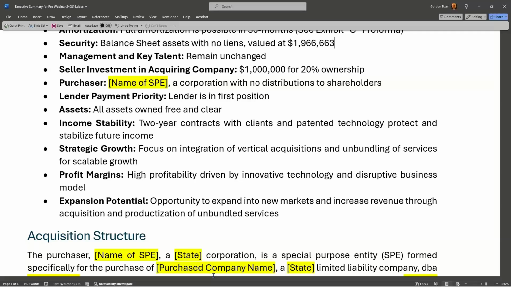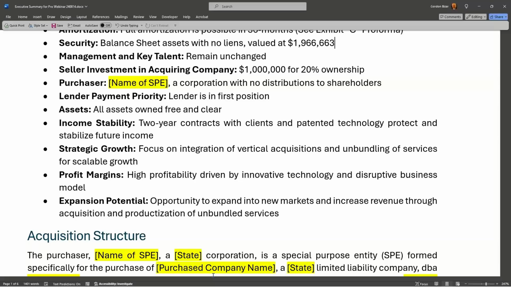Strategic growth. Okay, what are we going to do to this company, and what's inherent in the company that we can anticipate growth as opposed to a decrease in revenue or even a flat revenue into the future? And our focus is going to be on integration of vertical acquisitions and on bundling of services for scalable growth. Now, that's not a long enough description that our lender's probably going to know what that means, but they're going to ask us a question about it because there's the inference there that it's a meaningful growth strategy that we have.